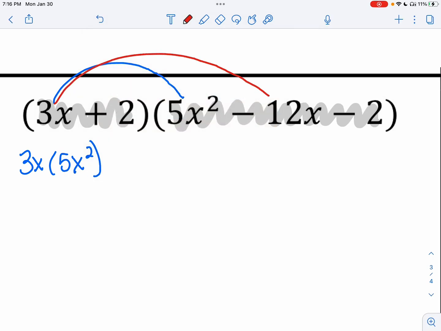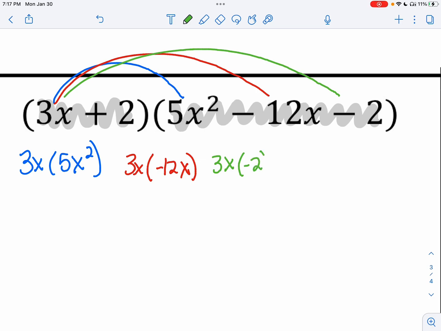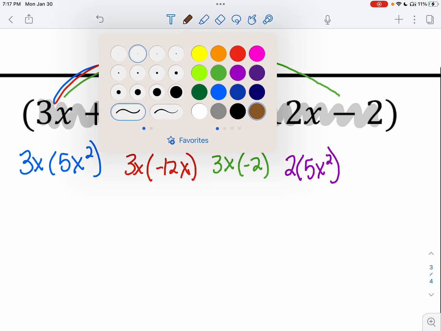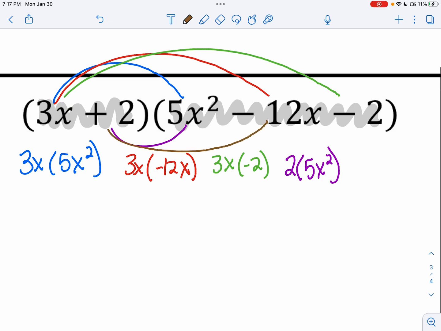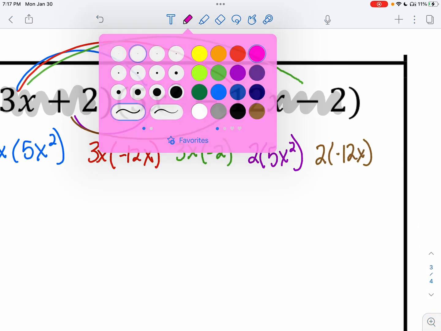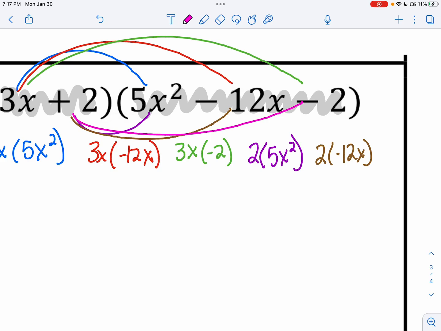3x times negative 12x. 3x times negative 2. Positive 2 times 5x squared. Positive 2 times negative 12x. Double check that. Yep, that looks good. One more. Positive 2 times negative 2.